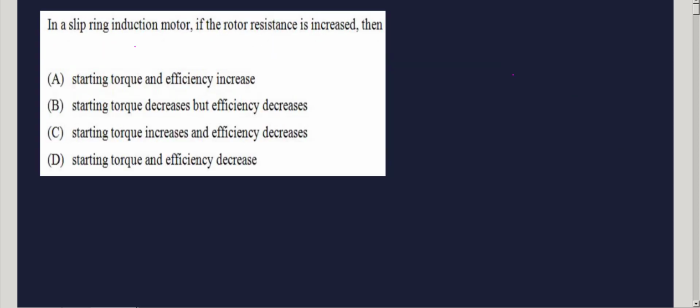Next question. So let's see the next question. If in a slip ring induction motor the rotor resistance increases, what happens? We know very well about the starting torque and efficiency. Starting torque is proportional to the resistance. If resistance increases, starting torque increases, so I can neglect these options.